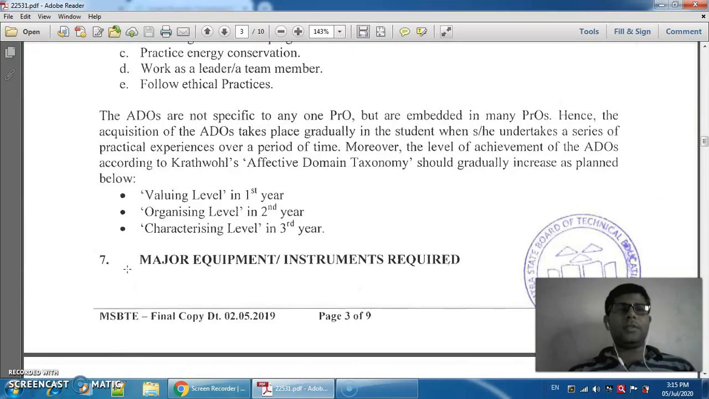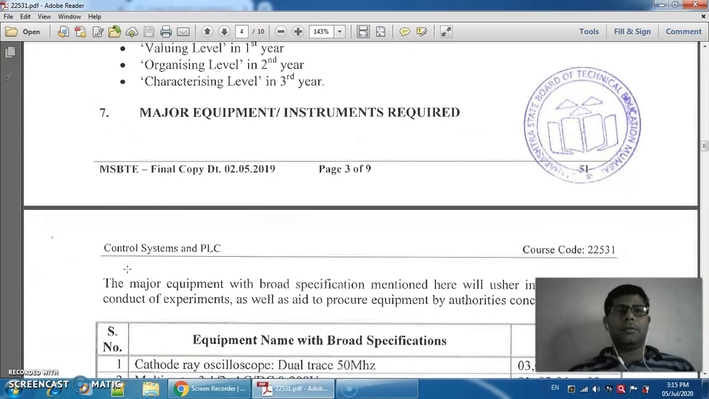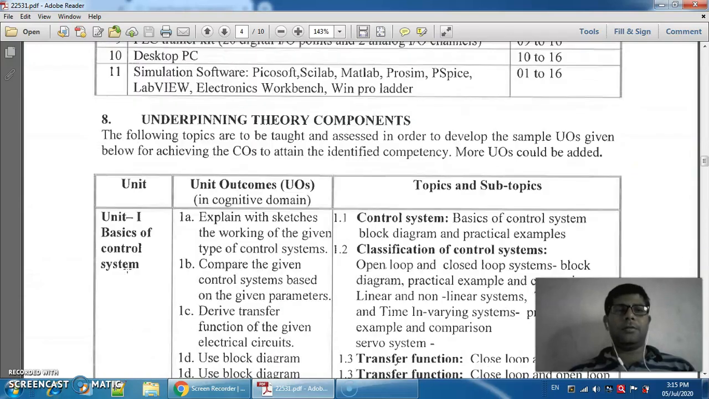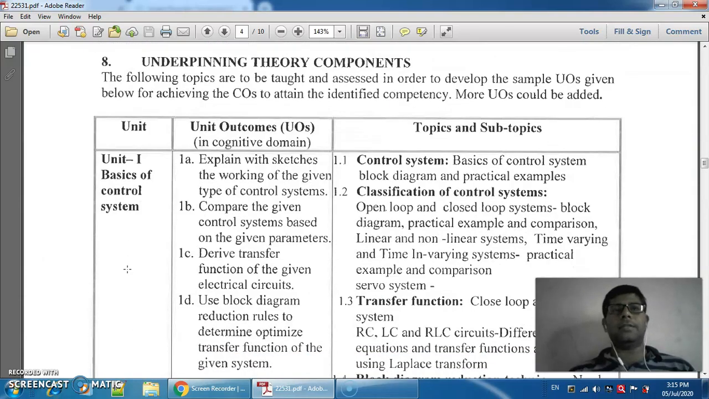Then we'll see the next topic, understanding theory and components. So this is unit first. What is unit first? This is basic control system. The name of unit first is basic control system. In this chapter, there are again unit outcomes, right? Meaning, what are the outcomes of this unit?